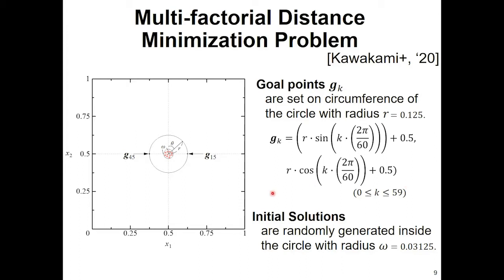This figure shows an example with two goals, that is, two objectives. Black dots represent two goals, G15 at the 15 minutes mark on the clock, and G45 at the 45 minutes mark on the clock for each objective, and points to be found in the variable space respectively. To observe the search behavior as shown in this figure, the initial solutions are randomly generated inside the circle with radius omega.